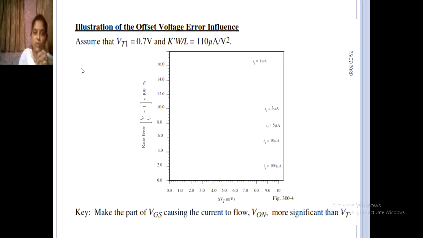Then we are going to see an illustration of the offset voltage error influence. Assume that the threshold voltage is 0.7 volts and that the constant and the width by length ratio are like this. Take the part of VGS causing the current flow, so VGS is more significant than VTN. Here VTN and the ratio are shown for different values of the input current. Is it clear, the influence of the error?